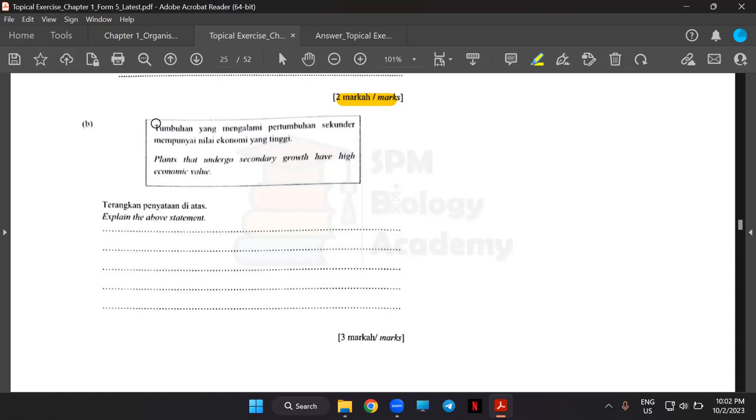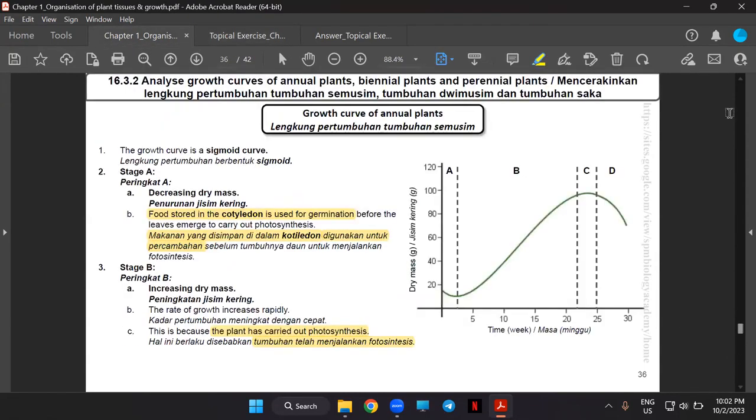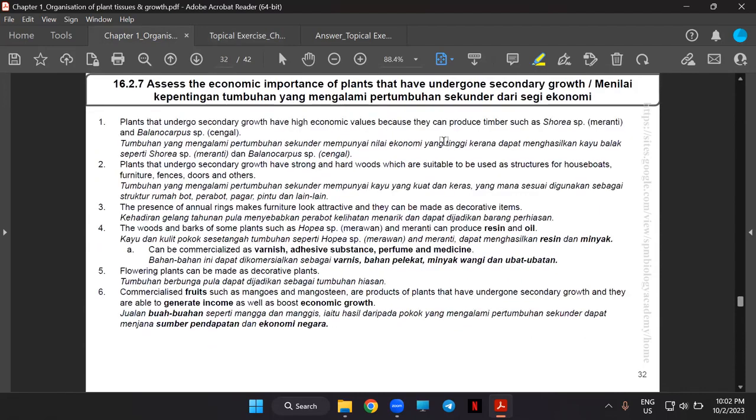Alright? Okay. Tumbuhan yang mengalami pertumbuhan sekunder mempunyai nilai ekonomi yang tinggi. Plants that undergo secondary growth have high economic value. Terangkan pernyataan di atas. Explain the above statement. 3 markah. So, macam mana yang dikatakan high economic value? So, what we do, we open this part. This one, economic value, economic importance.